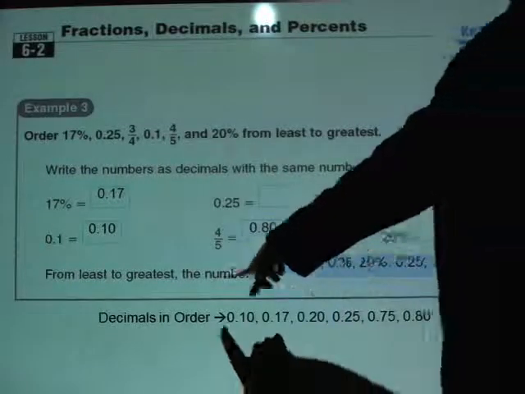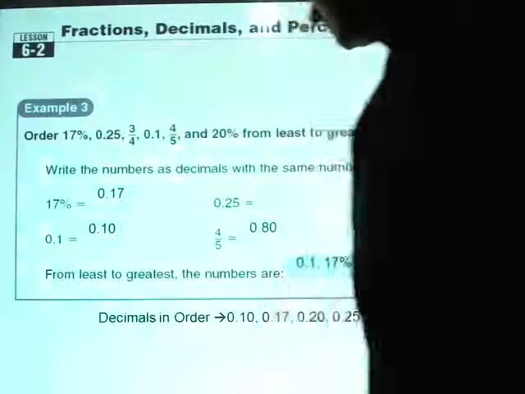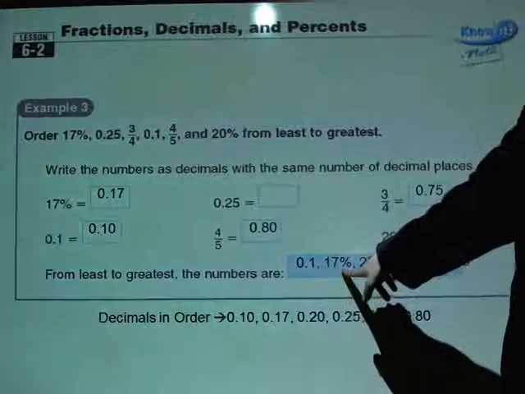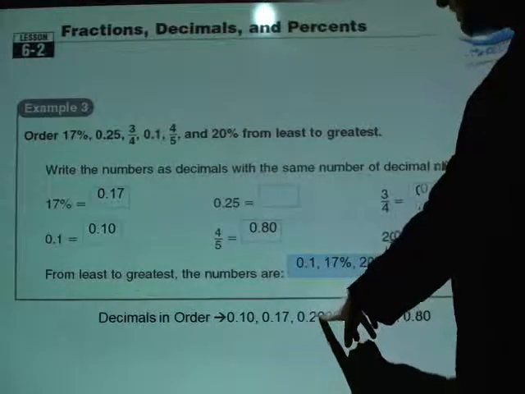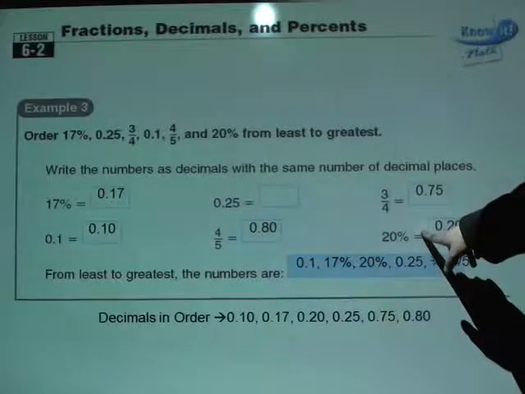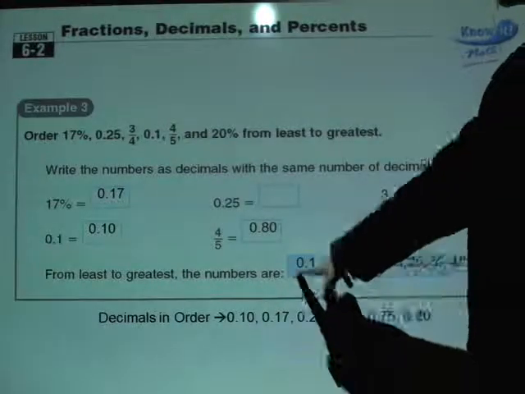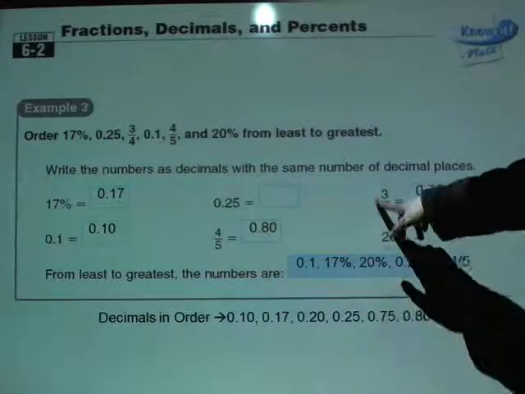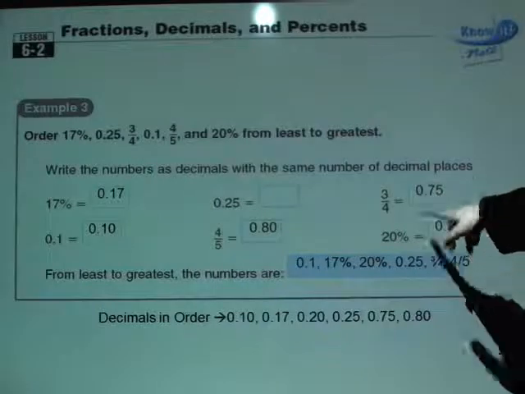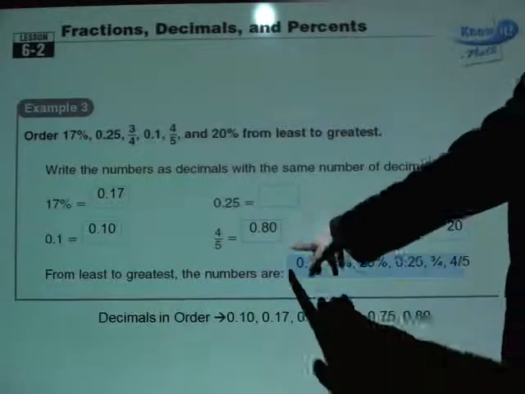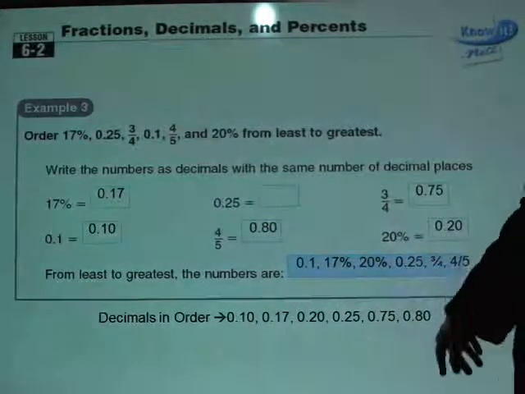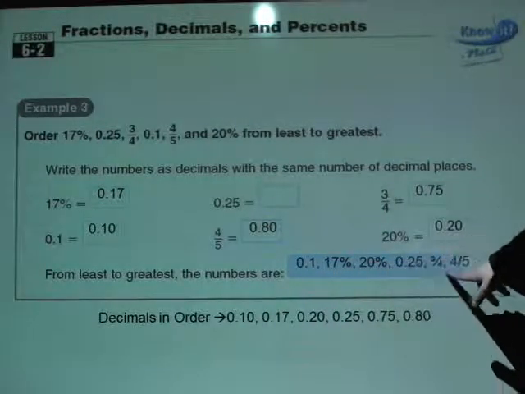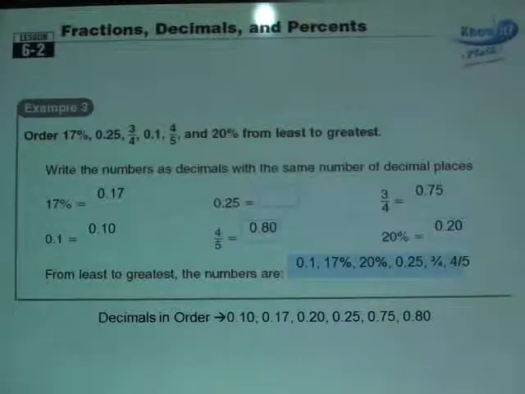10 started off as 0.1, so it's the smallest thing. 17 goes next. That started off as 17%. 20 would be next on the list. It started off as 20%. 25 would be next on the list. It started off as 0.25. 75 would be next on the list. It started off as 3/4. And 80 would be last on the list. It started off as 4/5. So in order, we have 0.1, 17%, 20%, 0.25, 3/4, and 4/5.